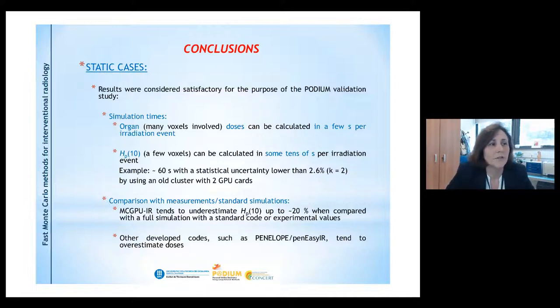And as a summary of conclusions, I can say that the results were considered satisfactory for the purpose of PODIUM, because the simulation times, if we talk about organ doses that involve a lot of voxels, can be calculated in a few seconds per irradiation event. When we talk about Hp(10), the personal equivalent dose, we are talking about a very small number of voxels, and it can be calculated in some tens of seconds. For instance, around 60 seconds to get results with a quite low uncertainty, below 2.6% for k equal to 2. So very short.